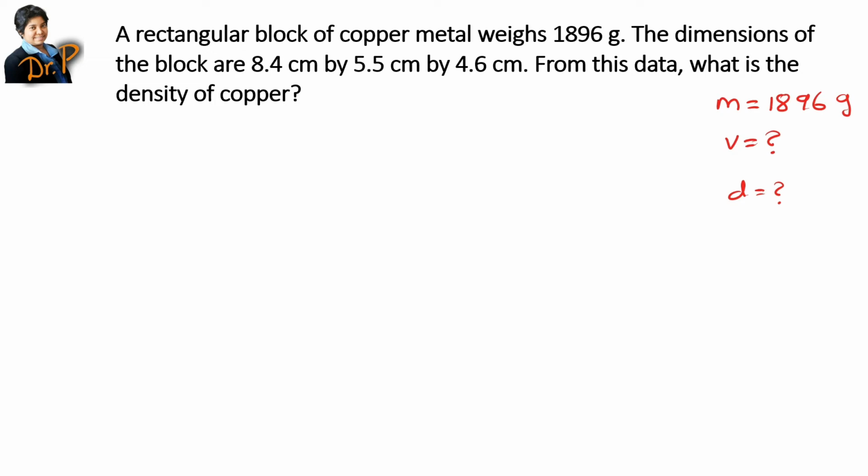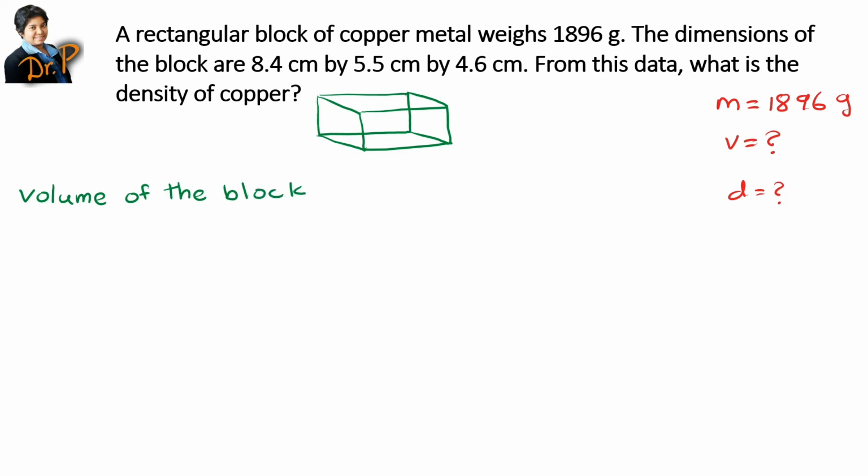What about volume? It doesn't mention anything about volume at all. But what you see in this description is the dimensions of a block, a rectangular block. So that means this is what you have. You have a rectangular block and it has these mentioned dimensions. And you know how to calculate the volume of a cubic object. Now let's go ahead and try to calculate the volume of this block.